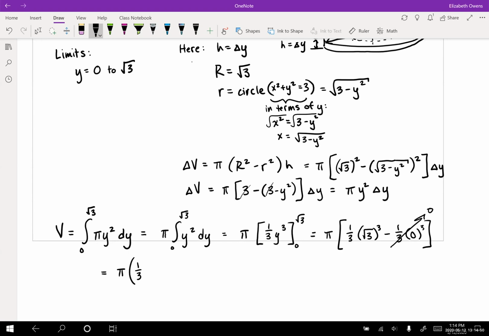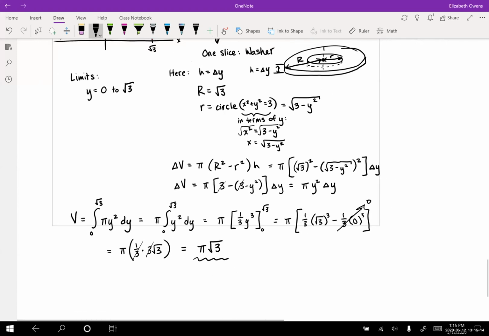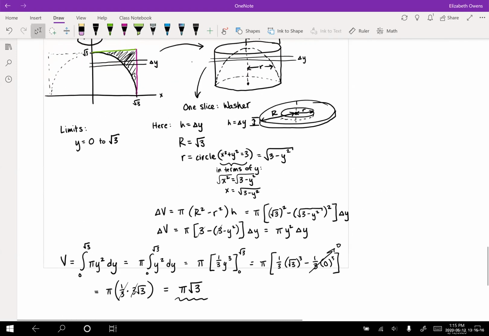So we get pi, and then that would be 1/3, and then the square root of 3 getting cubed is 3 root 3, because square root of 3 squared would give you the 3 portion, and then there's another root 3 on there. So the 1/3 and 3 actually cancel out, and we end up getting pi square root of 3 cubic units for our answer. So that's the volume of this shape, this boxy bowl thing.